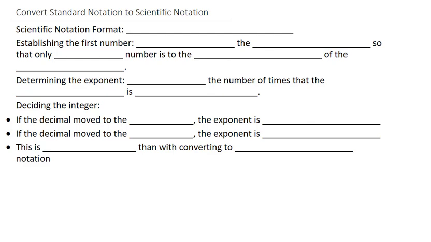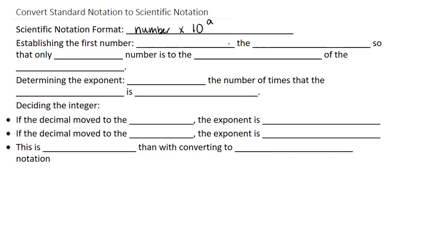Convert standard notation to scientific notation. So the scientific notation format is a number times 10, and then it's raised to an exponent. This exponent can be positive or negative.